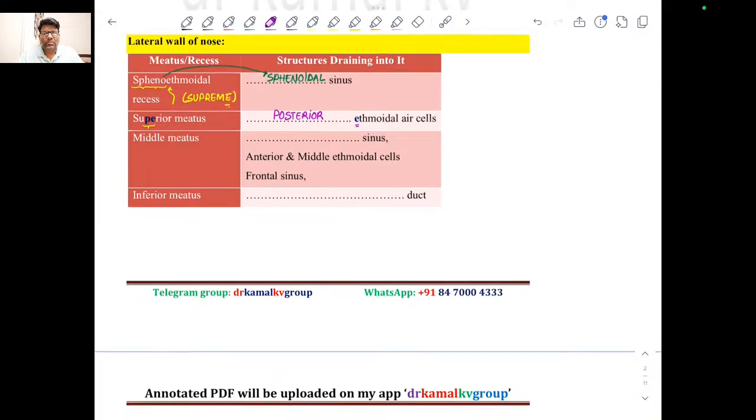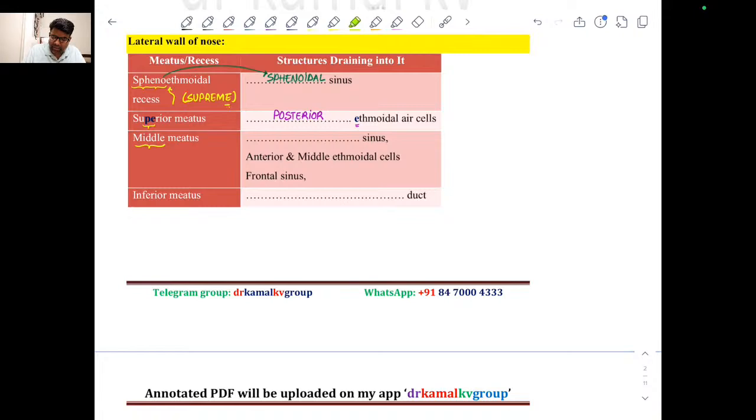Now plenty of sinuses open into the middle meatus. So let us discuss the openings in the middle meatus. The largest of all meatus is, can anyone answer? Would anyone like to answer about the openings present in the middle meatus? What other sinuses are there? Because we have discussed the sphenoid sinus, and we have discussed posterior ethmoidal air cells.